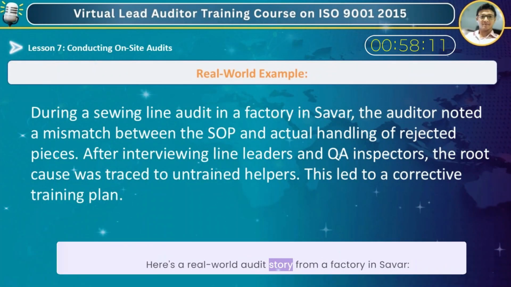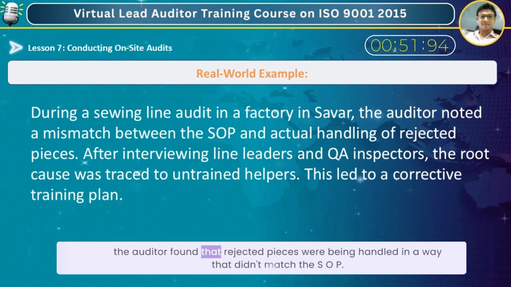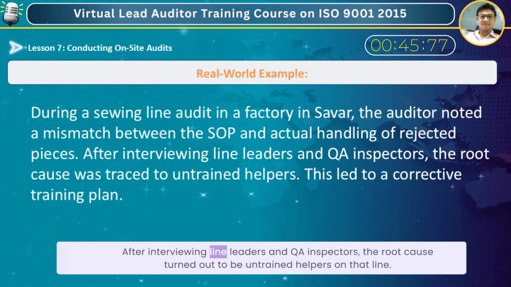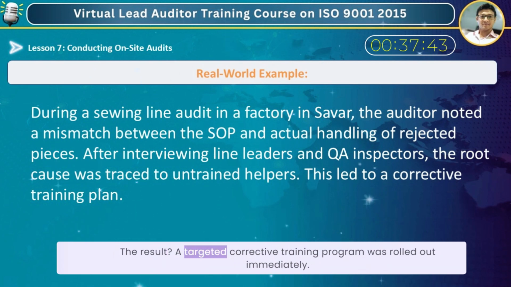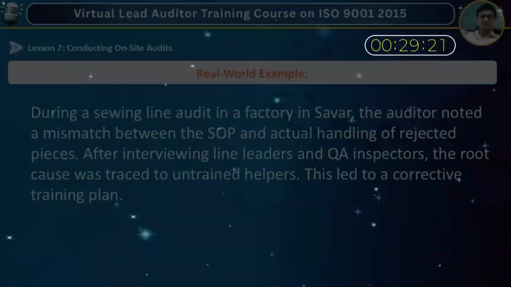Here's a real-world audit story from a factory in Savar. During an audit of the sewing line, the auditor found that rejected pieces were being handled in a way that didn't match the SOP. After interviewing line leaders and QA inspectors, the root cause turned out to be untrained helpers on that line. The result? A targeted corrective training program was rolled out immediately. This is the kind of impact a well-done audit can have.